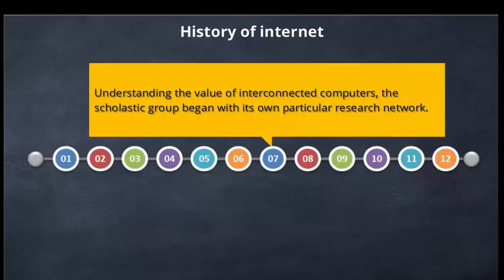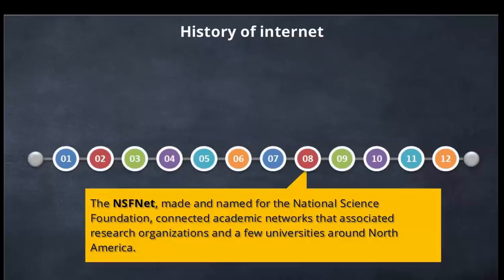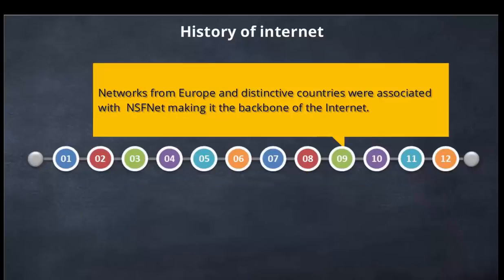Understanding the value of interconnected computers, the scholastic group began its own research network. The NSF-Net, or National Science Foundation Network, made and named for the National Science Foundation, connected academic networks that associated research organizations and a few universities around North America. Networks from Europe and distinctive countries were associated with NSF-Net, making it the backbone of the Internet.